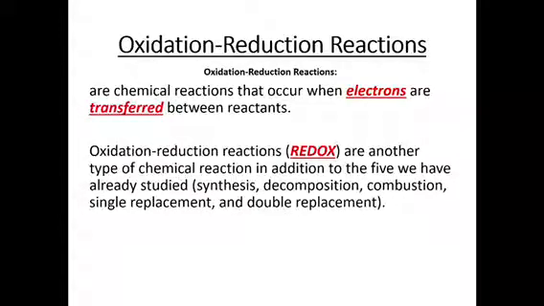Hello, and welcome to the second to last unit for pre-AP chemistry. So we only have one more after that. So we're getting very close to the end of the school year. So this unit is called Oxidation Reduction Reactions.